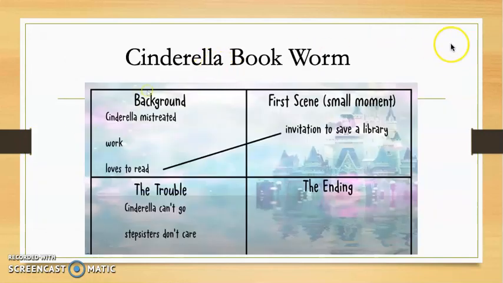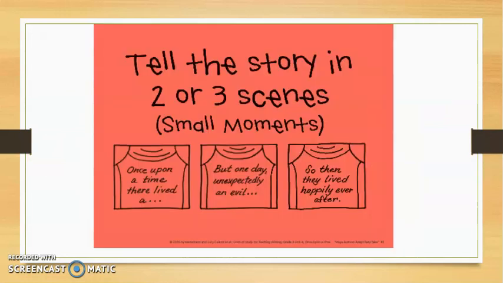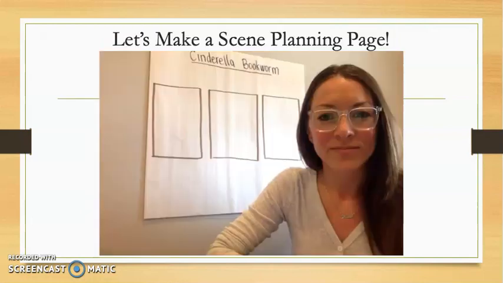We're going to tell our story in 2 to 3 scenes, in small moments. What we've talked about so far in our fairy tale of Cinderella Bookworm was the background that Cinderella was mistreated. They made her work really hard. She loves to read. The first scene was going to be when she gets the invitation to save a library. And the trouble she gets into is that she can't go and the stepsisters don't care. We didn't talk about the ending yet, but we'll worry about that later. So we're telling the story in 2 to 3 scenes.